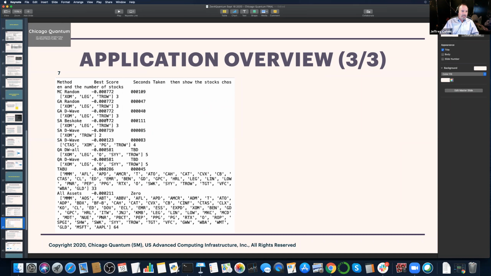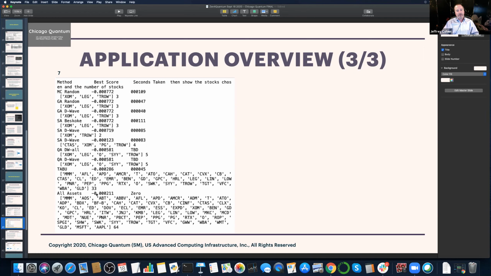And then we looked at the answers. In this case, it was ExxonMobil, Legg Mason, and T. Rowe Price. So oil and smaller financial services firms. And then the D-Wave said, look, add O and add SYY. Tabu, of course, gave us 33 out of 64, right around the middle. And then all 64 is in there. You can see the difference.